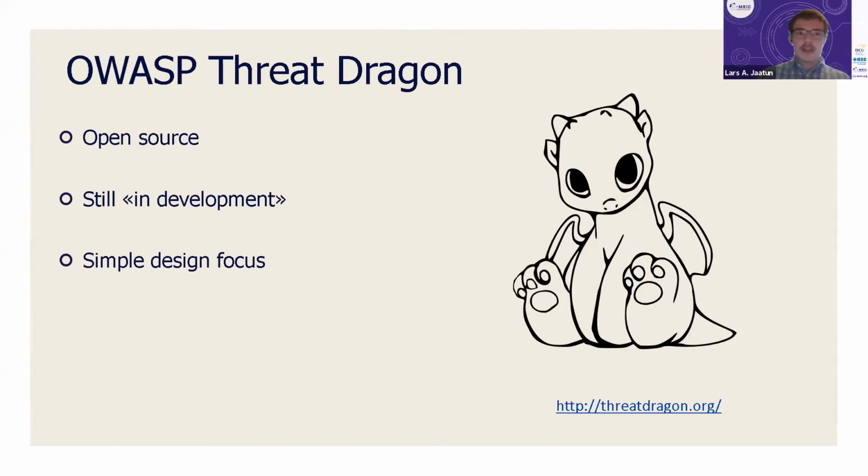First off, I'm talking about Threat Dragon. Threat Dragon is an open source project under the OWASP umbrella. It's still per se in development, but it's still usable in its current iteration. Threat Dragon is made with a focus on having a simple user interface so that it's very easy to integrate into your pre-existing software development lifecycle. It's supposed to be very easy to adopt.